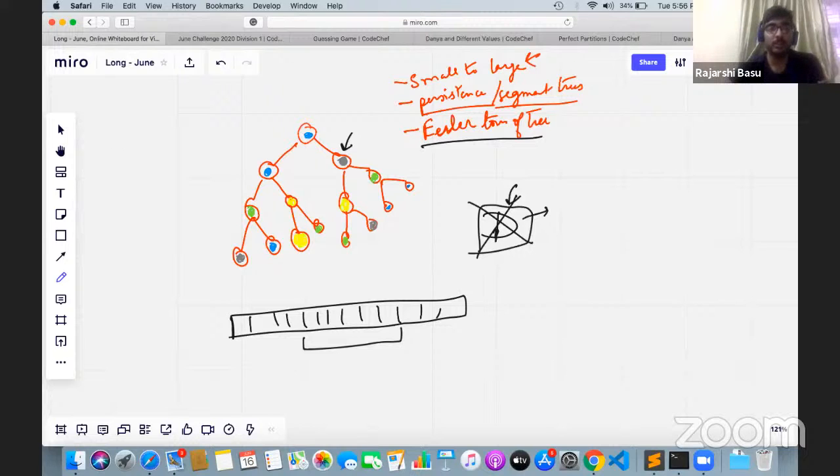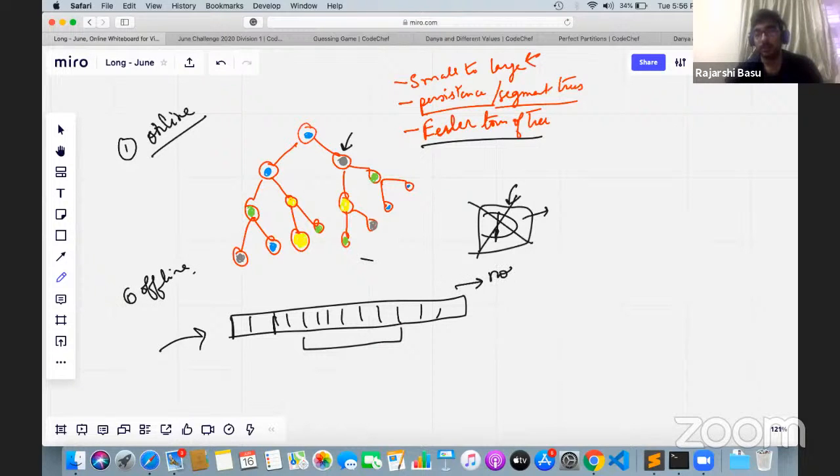Now, our original problem was offline. Our original problem required an online solution. Let's see what we can do for this one. There are quite a few solutions. I think one offline solution, and the easiest solution, is using Mo's algorithm. So you can use Mo's algorithm to solve it. That is an offline solution with a complexity of order n plus q root n.